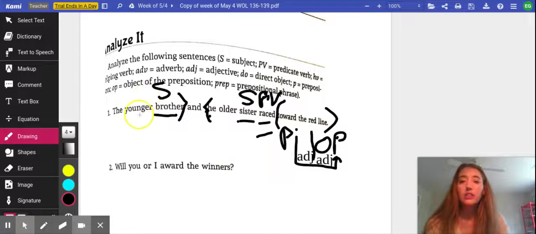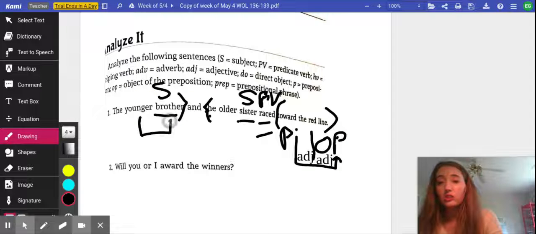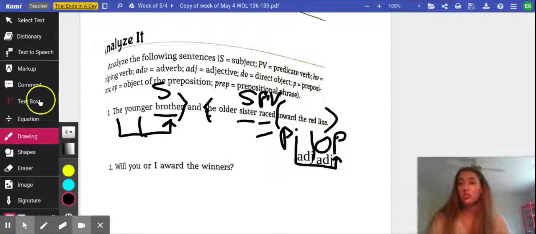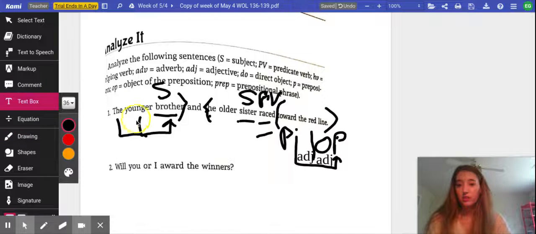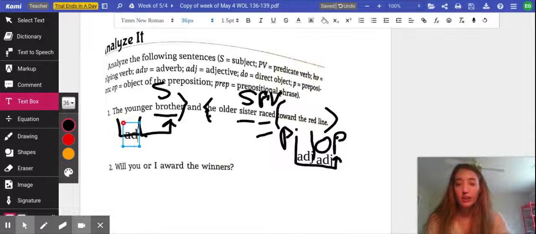Okay, now we have the younger, the older. All of these are modifiers. We've got some words modifying brother here. Younger tells us what kind of brother. It's an adjective. And the tells us which brother. It's also an adjective. Or we would say it's an adjective element because it modifies a noun. It is an adjective.